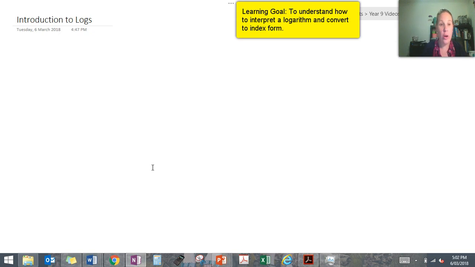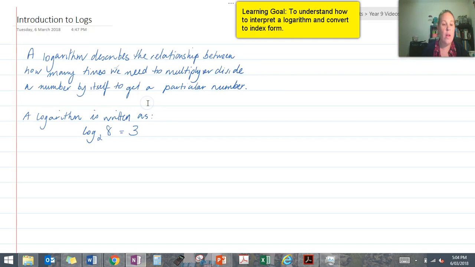So a log is also known as a logarithm, which describes the relationship between how many times we need to multiply or divide a particular number by itself to get another number that we're after. So like this. As you can see, we write a logarithm as this. We have log, which stands for logarithm, base 2, of 8 is equal to 3. That means that we need to multiply 2 by itself 3 times to get the answer of 8.